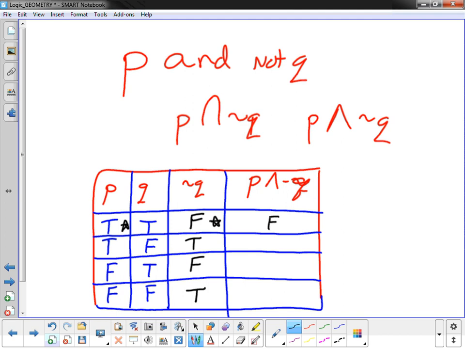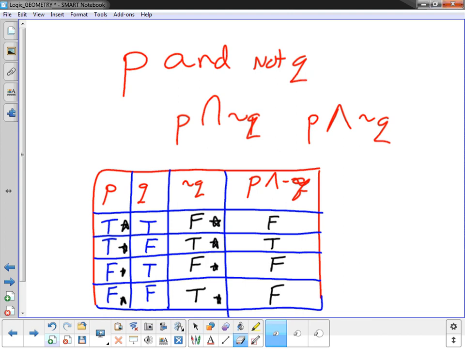Now the next statement, I'm looking at P and not Q. I got true and true. Well, that's a true statement. Then I have false and false. Well, that's a false statement. And lastly, I got false and true. That's a false statement. So there is a truth table for P and not Q.